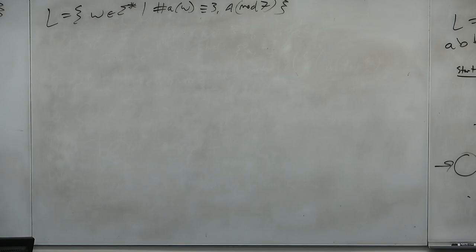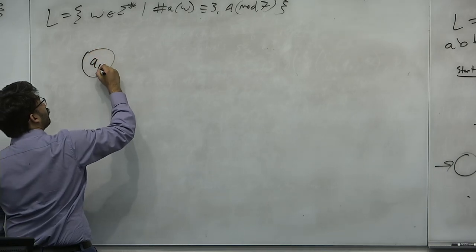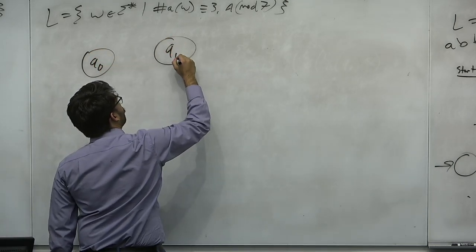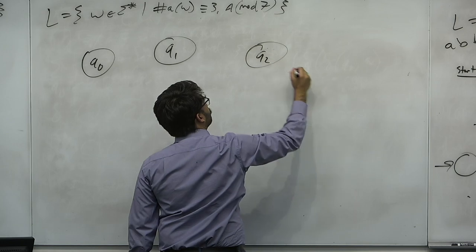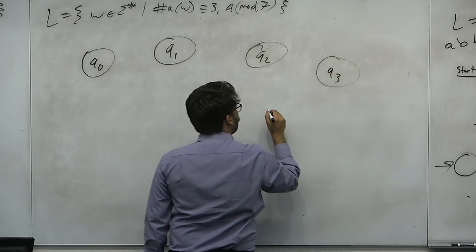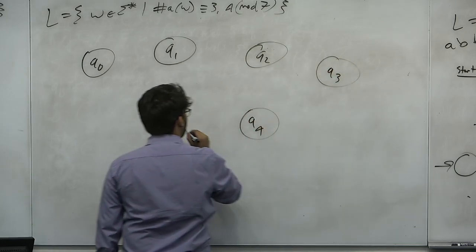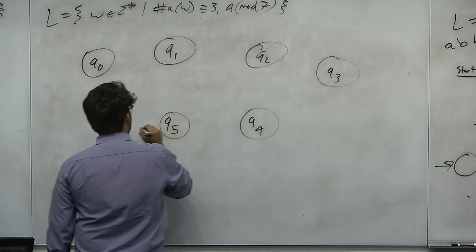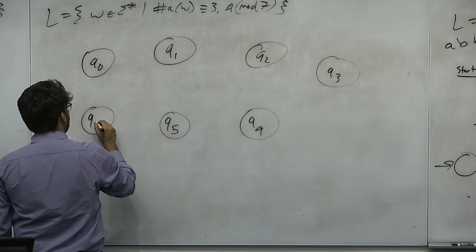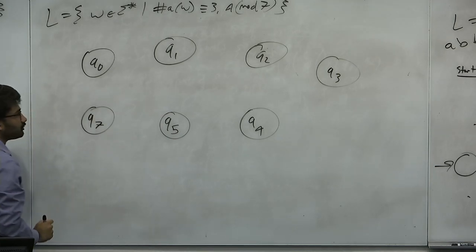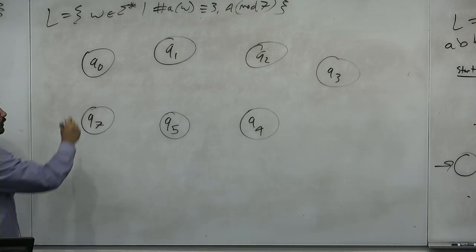How many states should we need? Seven. Yeah. Here's a quick way to know how many states you'll need. The number of states, at least in this one, is going to be the number of equivalence classes. So we'll have Q0, Q1, Q2, Q3, Q4, Q5, and Q6. We don't need a Q7 because 7 mod 7 is 0. What's our start state? Q0.